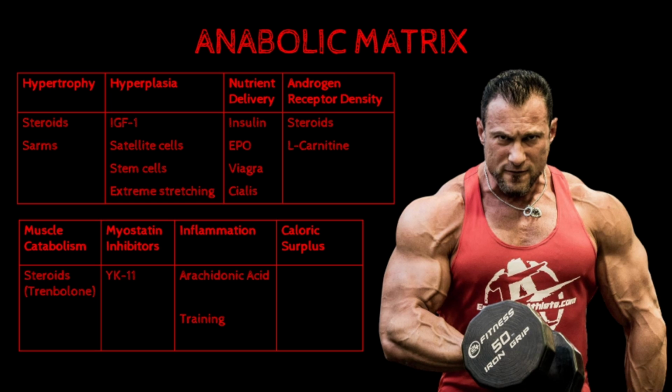Insulin is just a key that allows more nutrients to flow from your blood into your muscle tissue, so you can actually store more glycogen and get more amino acids to use as building blocks in muscle. We also have EPO, also called erythropoietin.